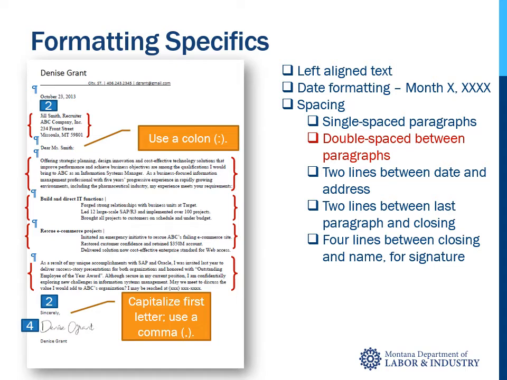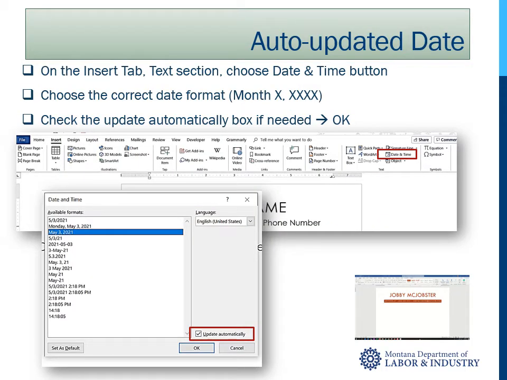Spacing should be single spaced paragraphs with double spaces between each paragraph. There should be 2 lines between both the date and the address, and the last paragraph and the closing. We'll add 4 lines between the closing and your typed name for a handwritten signature. And we'll refer to this slide again as we move into the different sections of the letter. We will follow these instructions to insert the automatically updated date in your cover letter.